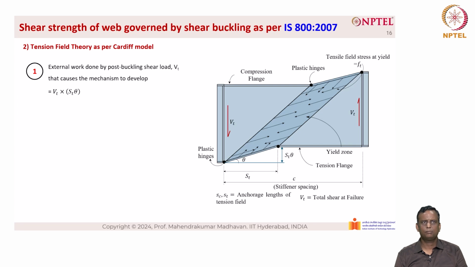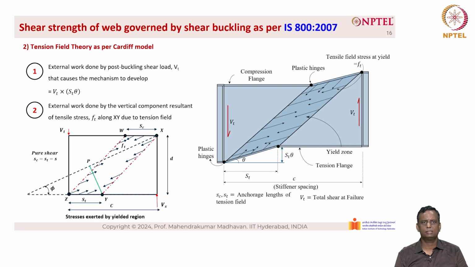So that is the external work done, which is force into the distance. Now the second external work done by the vertical component resultant of tensile stress F of t along xy due to tension field. What is xy? We will understand what is xy by seeing the picture here.